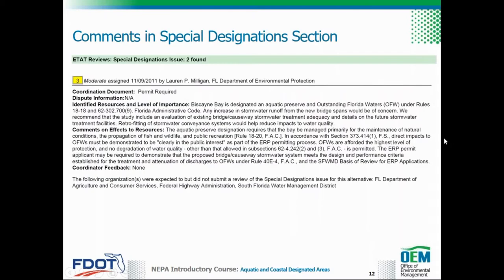If a project was screened in the EST, the special designated section of the Programming Screen Summary Report may include comments from DEP's Environmental Tech Advisory Team member. Here's a sample from an actual Programming Screen Summary Report. For this project, DEP's comments identify potential impacts to a designated aquatic preserve in outstanding Florida water. They also recommend evaluation of stormwater treatment adequacy and suggest ways to reduce impacts to water quality.